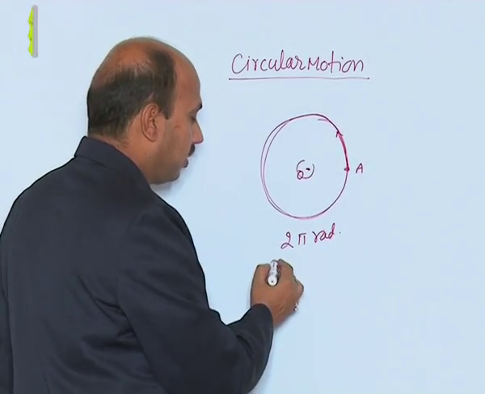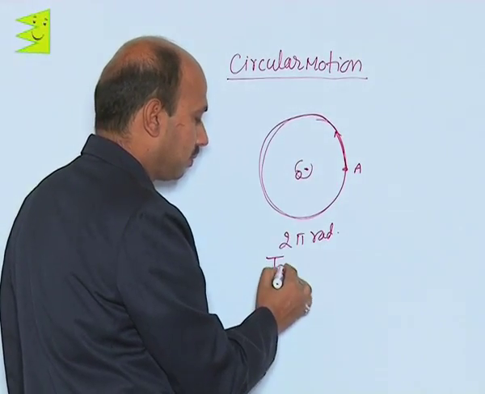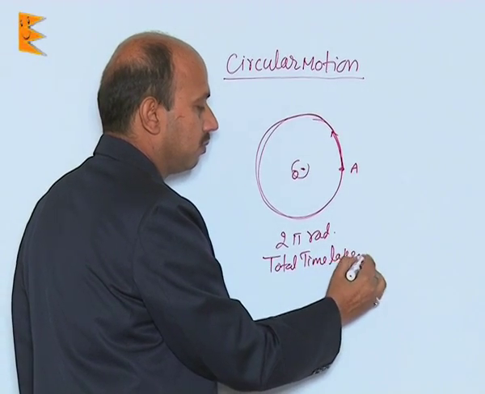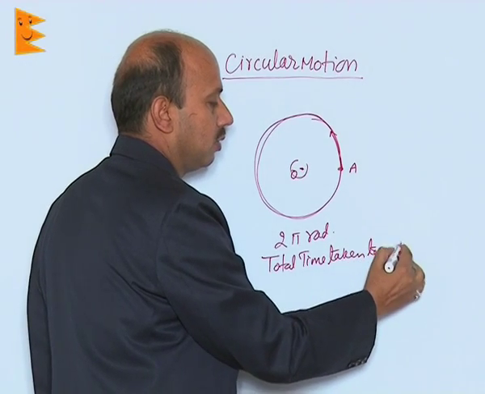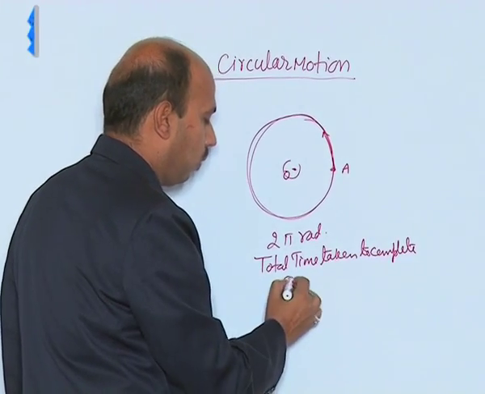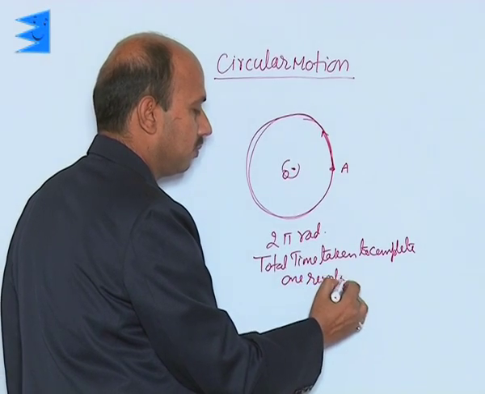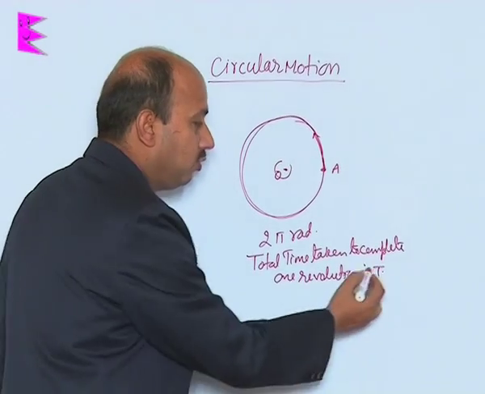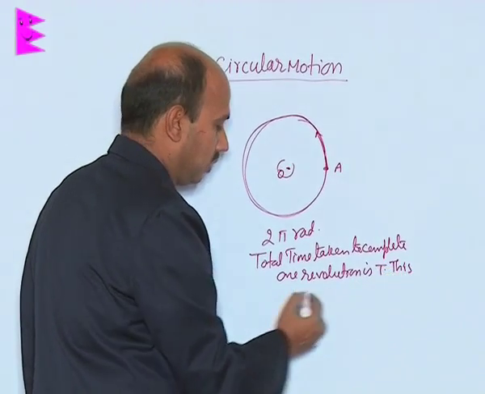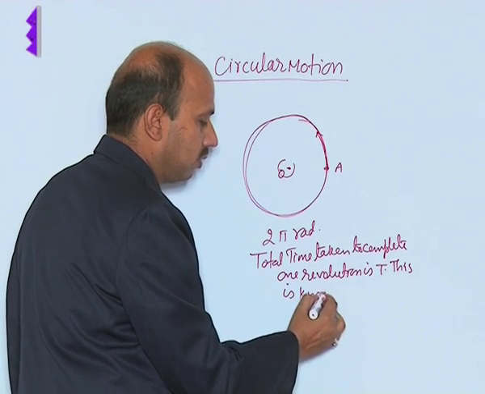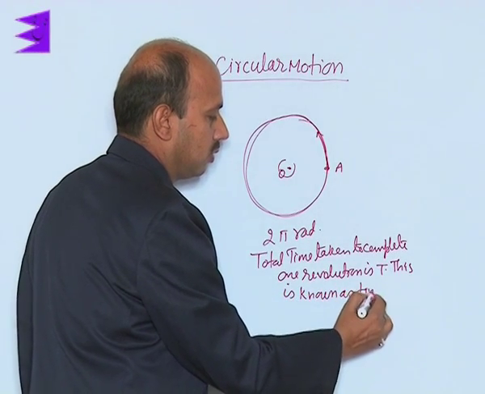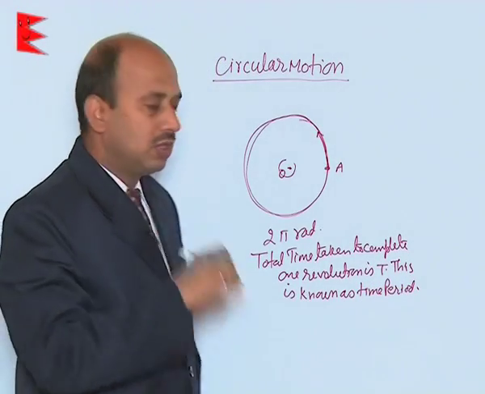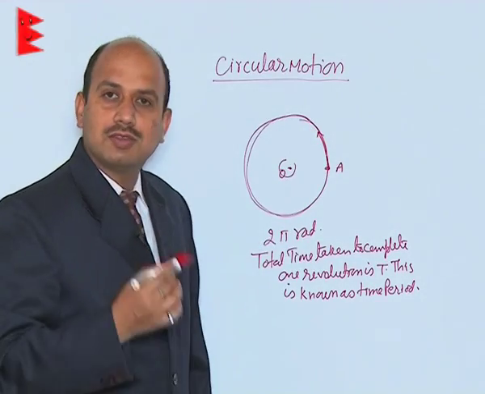So, in this case, the total time taken to complete one revolution is capital T, and this is known as the time period. So, the time taken by the body to complete one revolution is known as the time period.